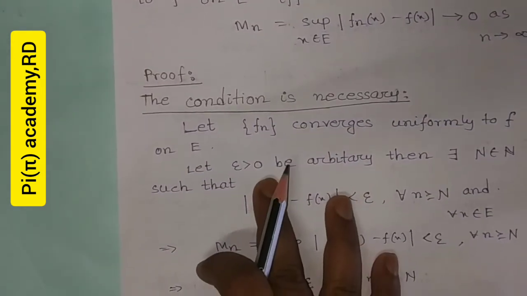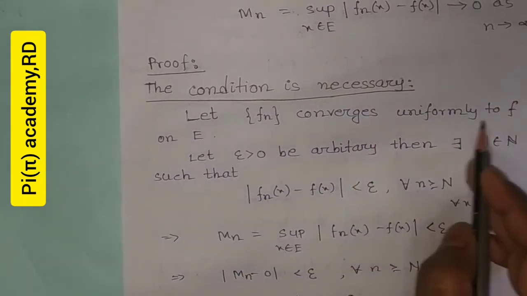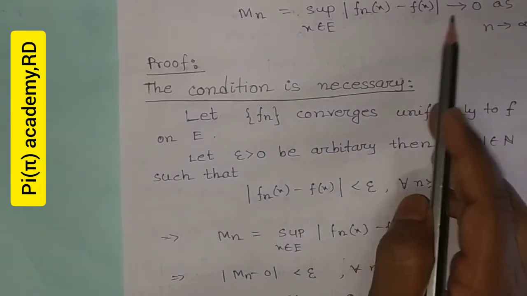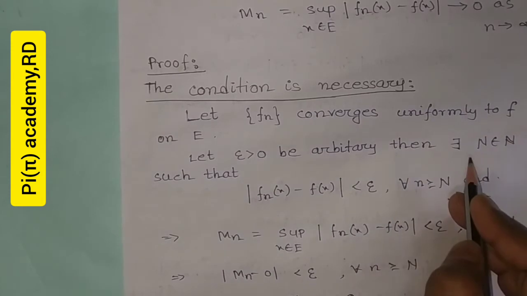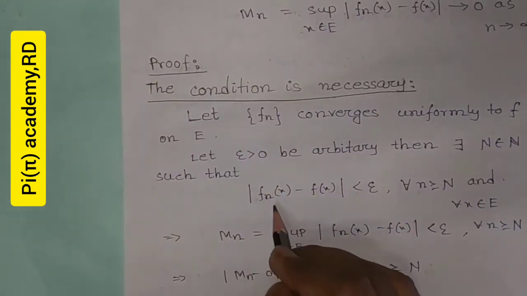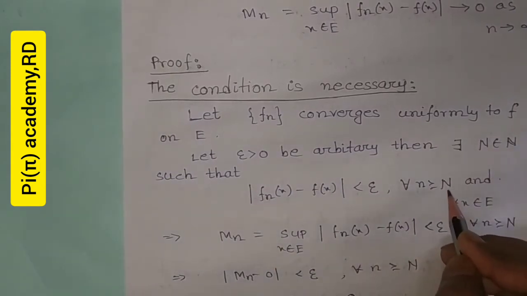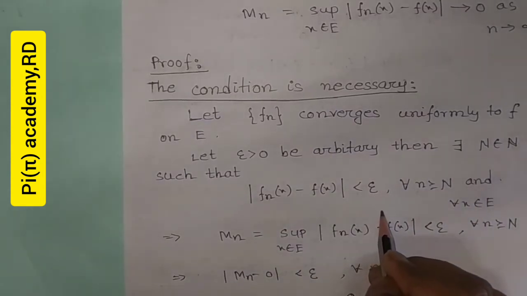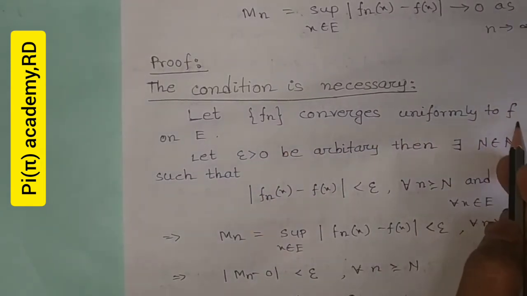The condition is necessary. Let the sequence of functions fn converge uniformly to f. So we have to show that Mn tends to 0 as n tends to infinity. Let epsilon greater than 0 be arbitrary. Then there exists a capital N belonging to the natural numbers such that mod fn(x) minus f(x) is less than epsilon for all n greater than or equal to capital N, and for all x belonging to E. This is the definition of uniform convergence, since we let fn converge uniformly to f.